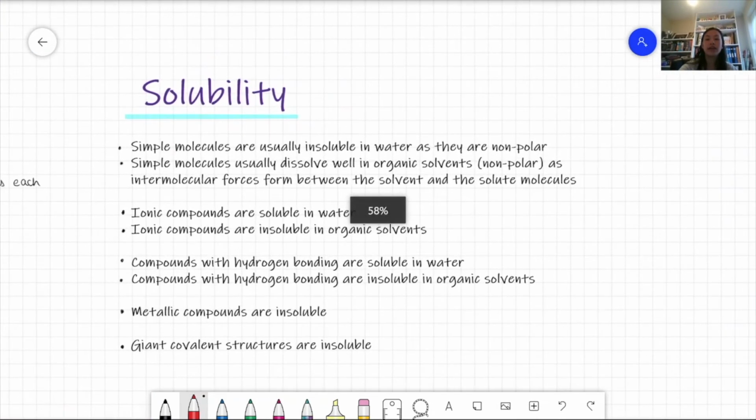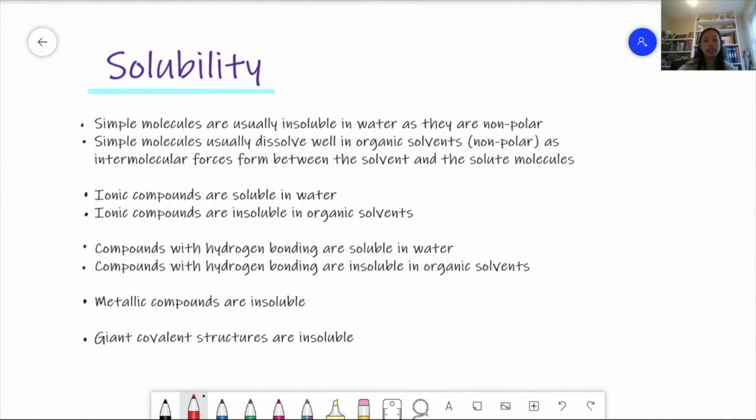So now we're going to look a bit at solubility. Simple molecules are usually insoluble in water as they're non-polar, and water is polar. Simple molecules are non-polar because they're covalent, so they're non-metals, and they can't really bond with water, so they tend to be insoluble in water. But they usually dissolve well in organic solvents because organic solvents are also non-polar, so intermolecular forces are formed between the solvent and the solute molecules.